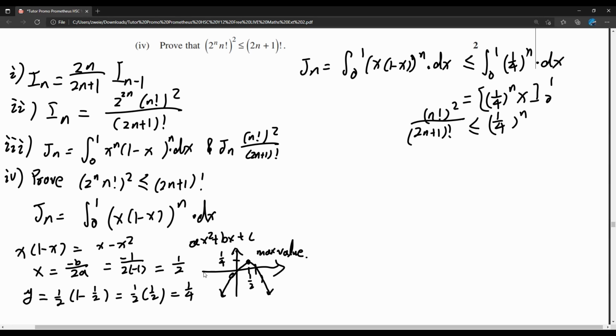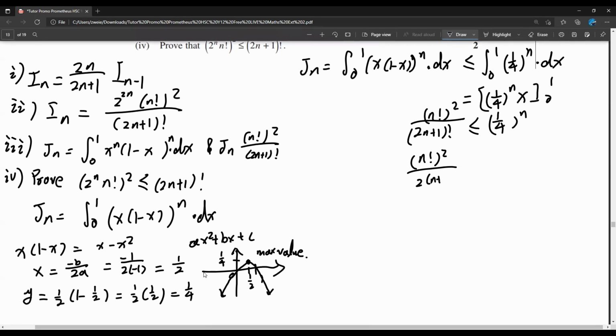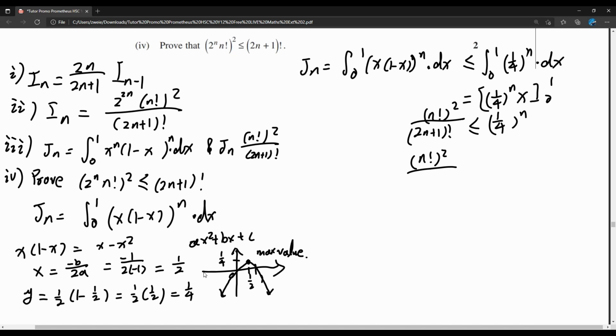So n factorial squared over 2n plus 1 factorial is less than or equal to, I now need to modify my 1 on 4 to the power of n. So what I get is 1 over 2 to the power of 2n, so 1 on 2 to the power of 2n. Okay, that's what I get.